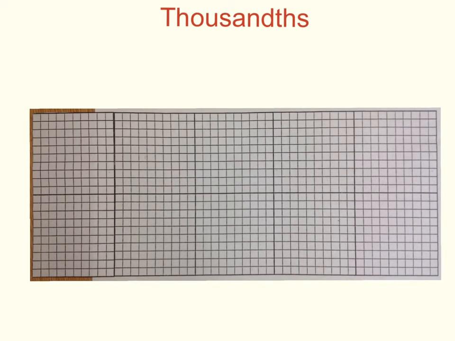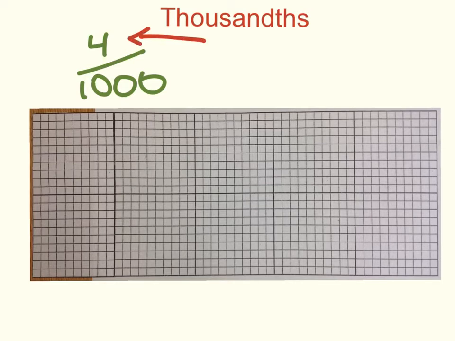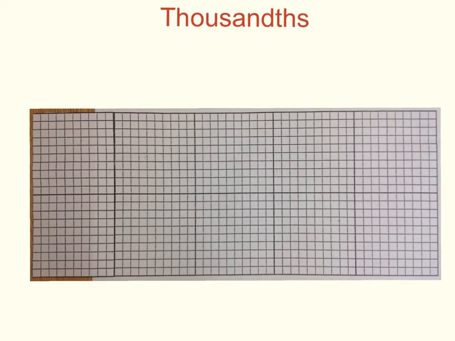Here's a tricky one. What if I say, show me 4 thousandths? That means out of this whole thousandths grid, you only have to shade in 4 of them. There you go. Done. 4 thousandths. Ready for the last challenge? Here it is. Show me 2 tenths.